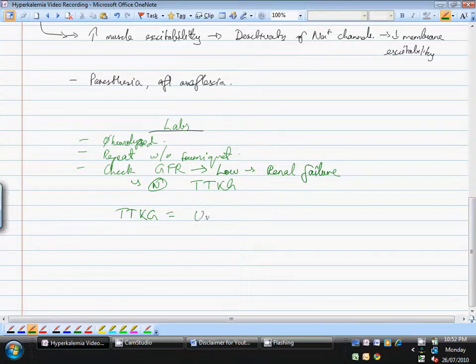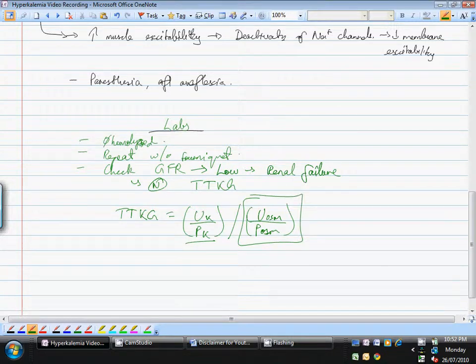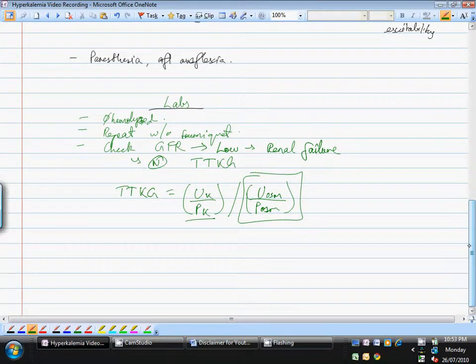Now TTKG is calculated via the following formula, where you are examining both the urine concentration of potassium divided by the plasma concentration of potassium, then dividing that whole number by the urine osmolality divided by the plasma osmolality. Now why that is, again, as I said, deserves a talk in and of itself. So we're going to look at the practical application of this.